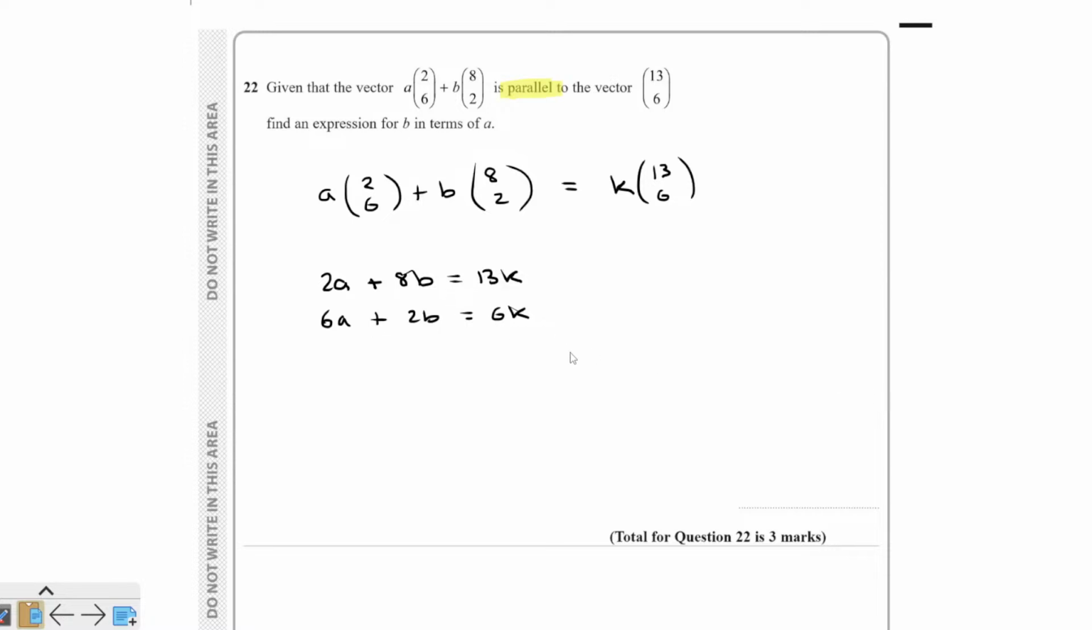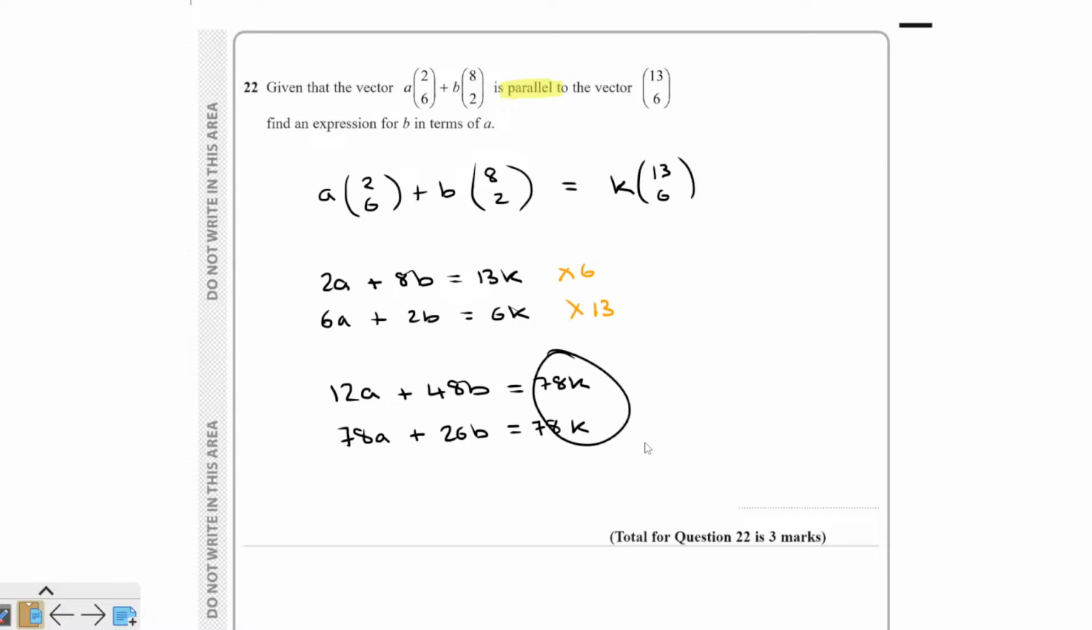So I need to make the k's the same number, which is unfortunate because the lowest common multiple of 13 and 6 is 78. So I need to multiply the first one by 6, and the second equation by 13. So we're changing both equations. That one's 12a plus 48b is 78k. And then the second one is 78a plus 26b is 78k.